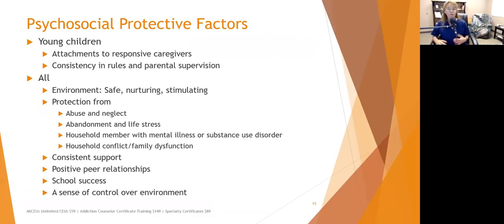We want to protect people from being in a household with a member that has a mental illness or substance use disorder. When you're in a household with somebody with depression, it can be exhausting, it can be depressing, it can be frustrating, it can be a lot of unhappy type emotions. So we do want to make sure that if you're living with somebody with mental illness or substance use disorder, you have support outside of the home. And household conflict and family dysfunction increases everybody's stress. So we do want to make sure that we're addressing that. We want to make sure people have consistent support, positive peer relationships, school and work success, and some sort of a sense of control over their environment.